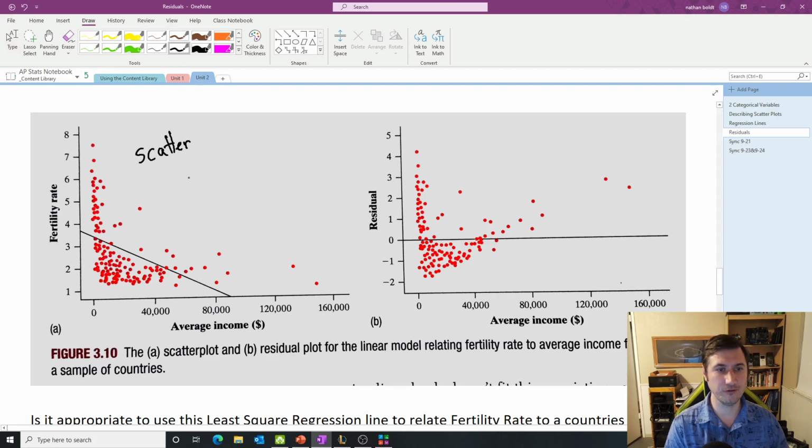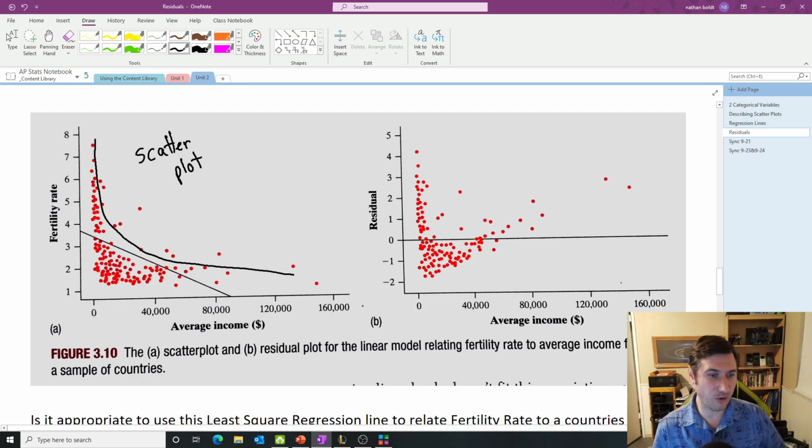And hopefully from there you can see that this is not linear. It definitely has some kind of a curve. But that doesn't mean technology won't give you a linear model if you tell it to. And so it does have a linear model here, for better or worse, right there. It might even have a decent correlation value. Who knows?